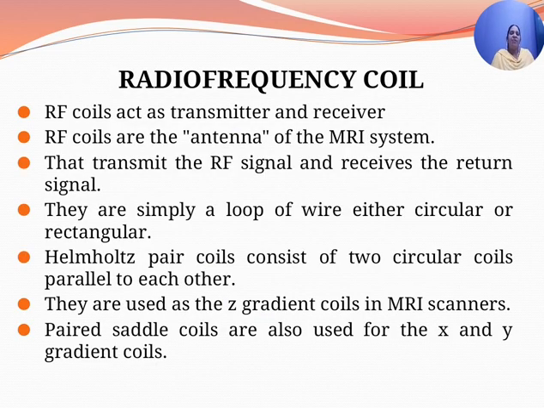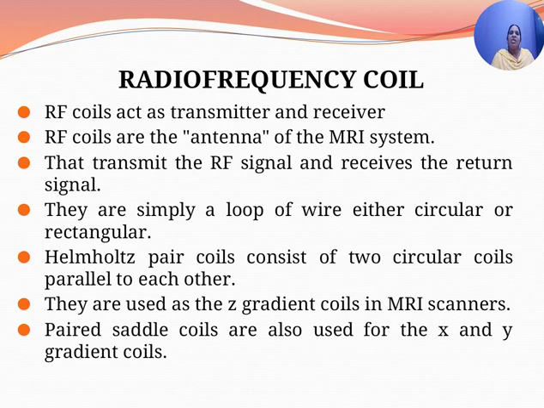The radio frequency coil. The RF coil acts as a transmitter and a receiver. The RF coils are the antenna of the MRI system that transmits the RF signal, radio frequency signal, and receives the return signal. They are simply a loop of wire, either circular or rectangular.